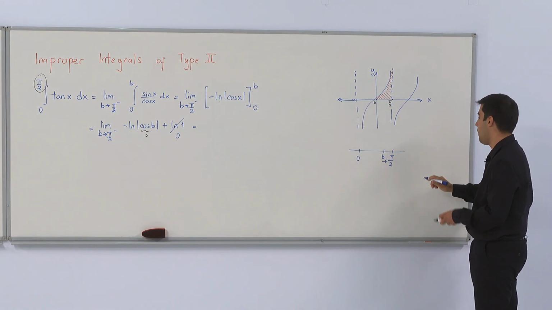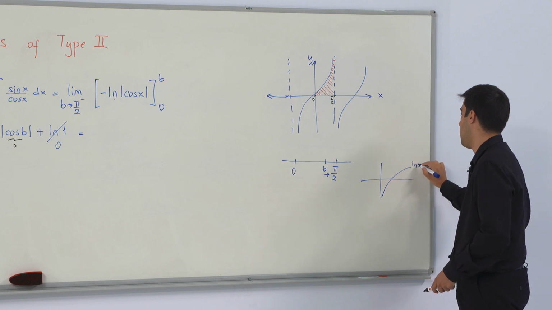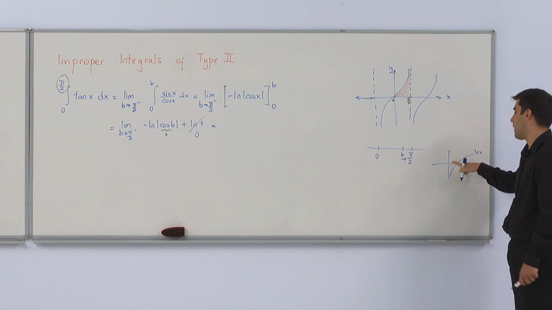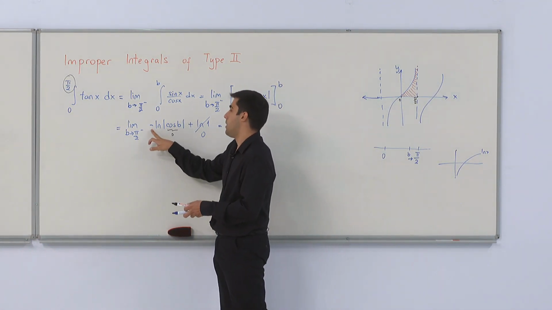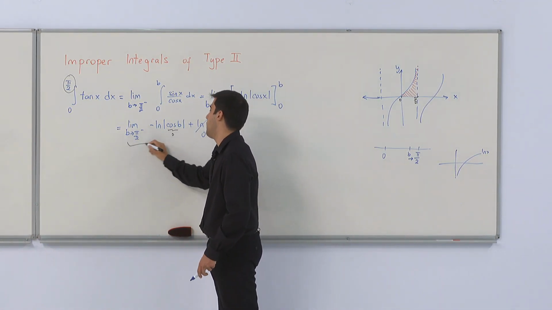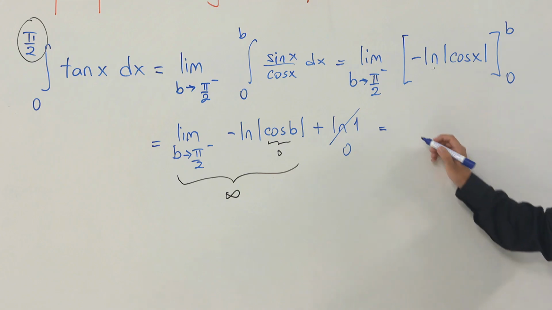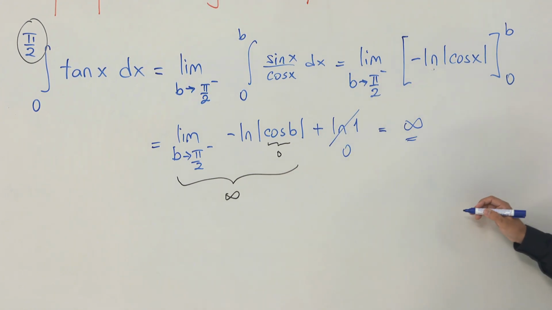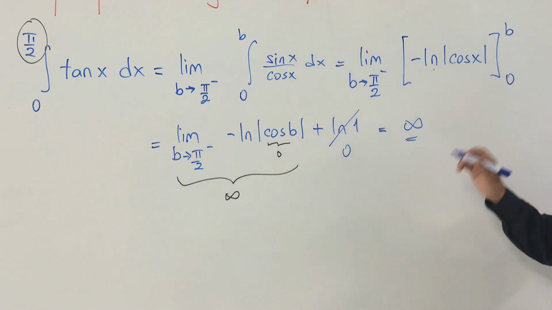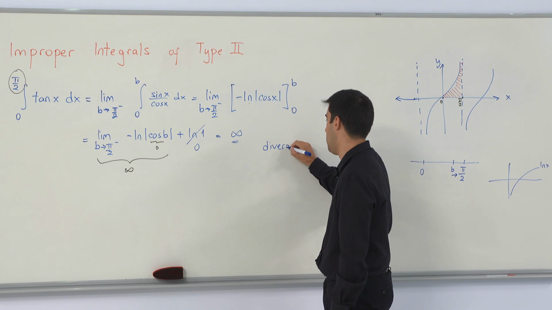Remember ln's graph. That was ln x. As x goes to 0, ln x goes to negative infinity. And with this minus over here, I have negative, negative, so plus infinity. So altogether, this gives me infinity. That means the area is not finite, or in other words, this improper integral is divergent.